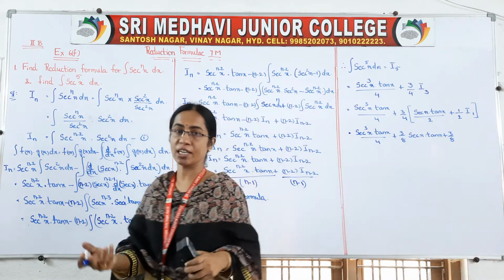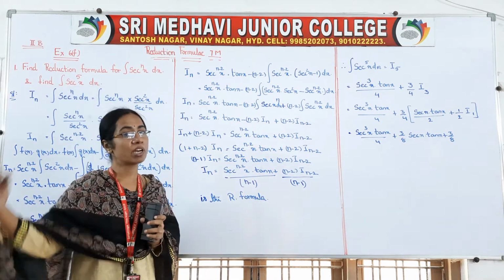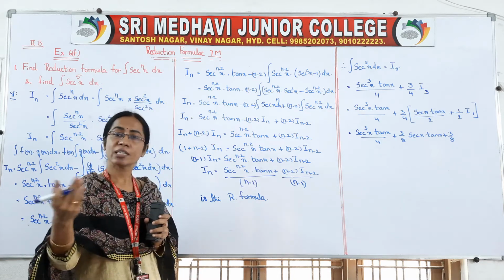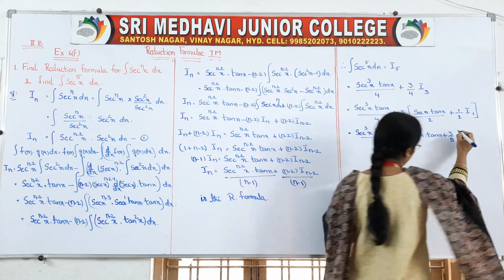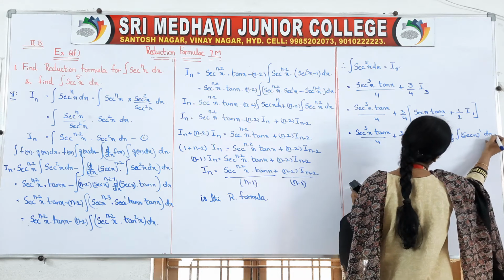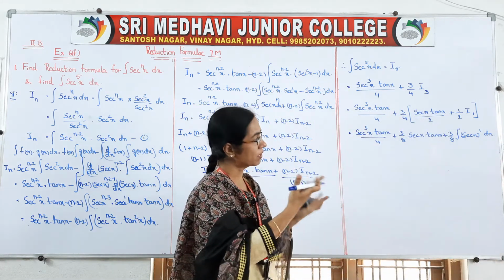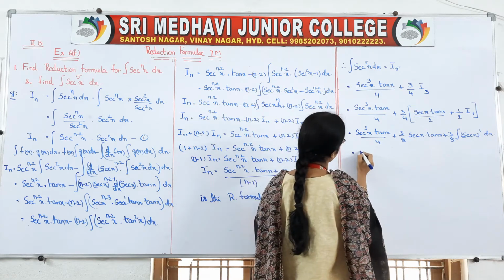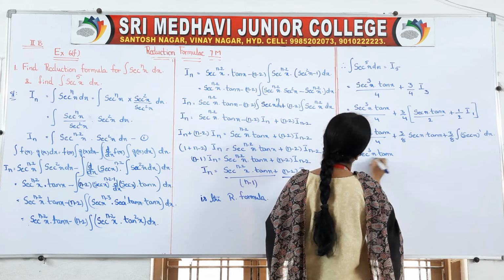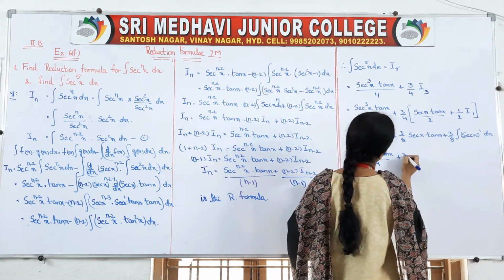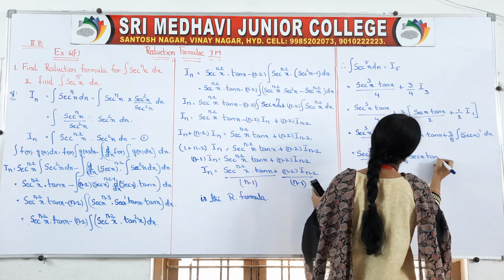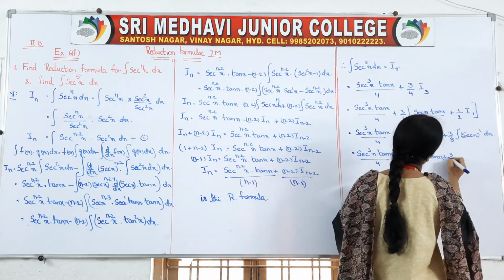How will we find I1? In means secant to the power of n. If the power is n, In. So I1 means power is 1. So it is integral secant x to the power of 1 dx. Secant x to the power of 1 means secant x only. So I5 is equal to secant cube x into tan x by 4 plus 3 by 8 into secant x into tan x plus 3 by 8.